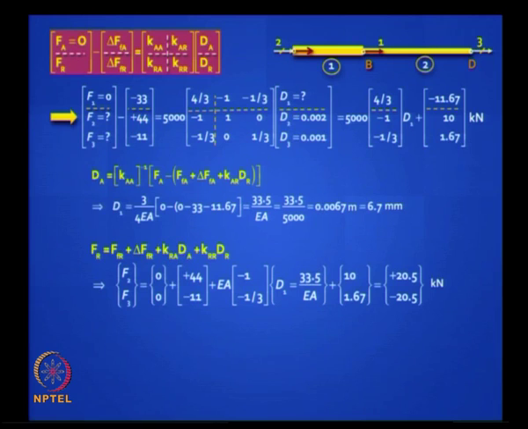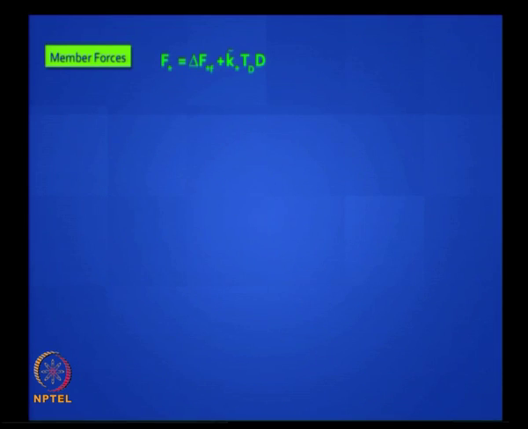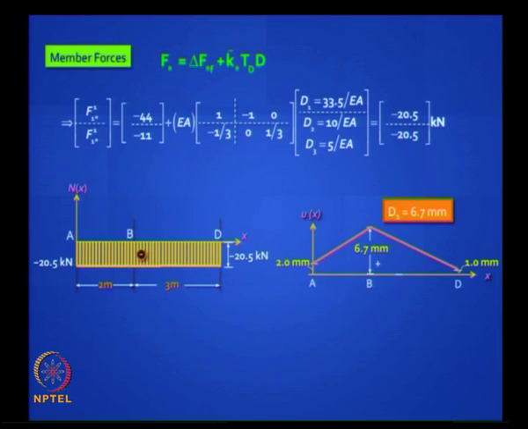Remember we did this problem, you got the same answers, 20.5 kilonewton, and so you can get your reactions. If you want to see how it will change shape, this is how it will change shape. The left end moves to the right by 2 mm, that is input, the right end moves to the right by 1 mm, and D1 has moved 6.7 mm. And if you want to find the member forces, same procedure, that is it, you have got everything.